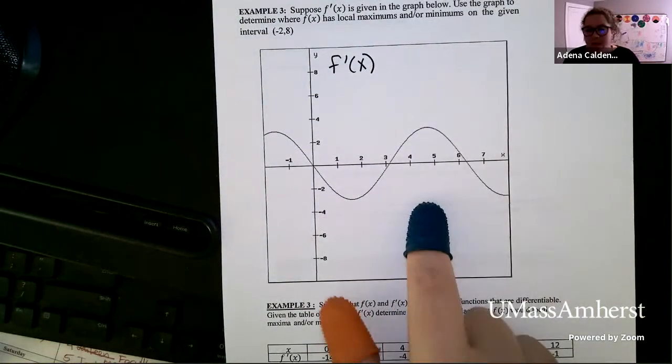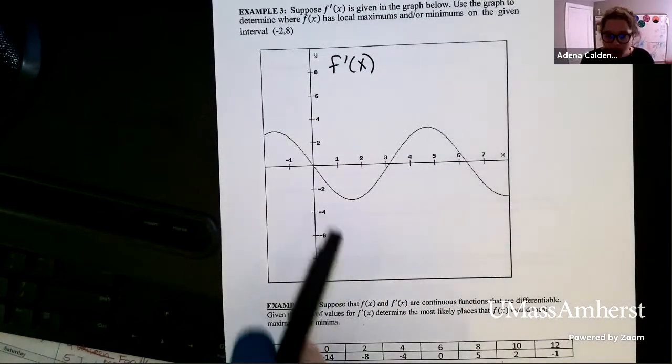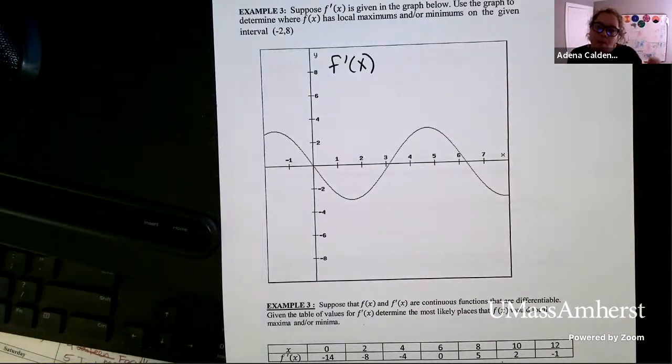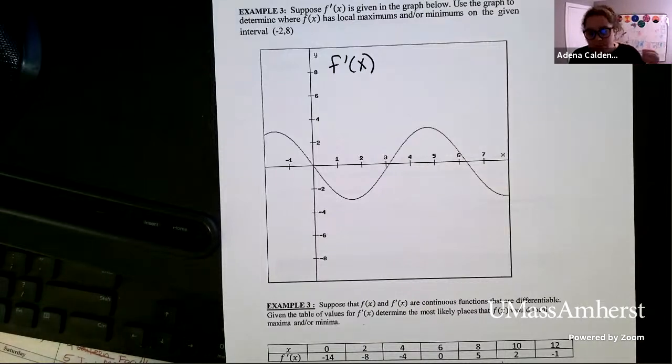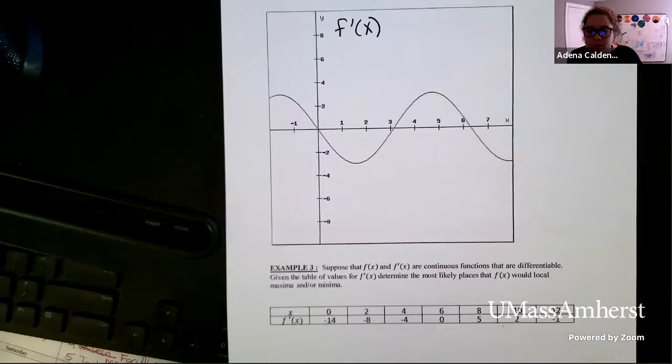For this one, we'd have to find critical points first, which we already did for this graph. We found the critical points. But now we want to figure out whether they're local maxes or mins based on the first derivative test. So if they change from positive to negative around the critical point, local max. Negative to positive, local min.